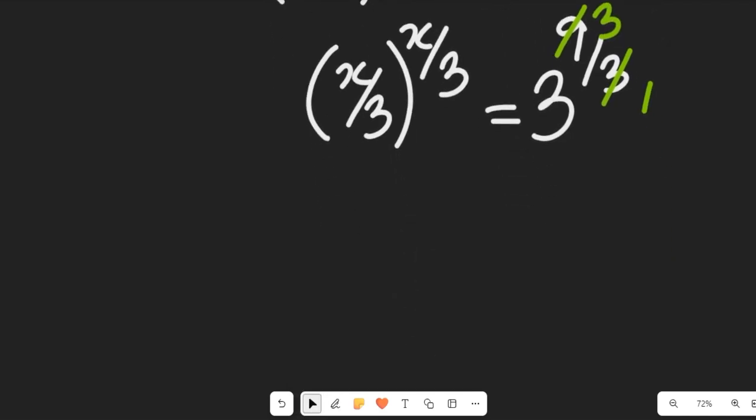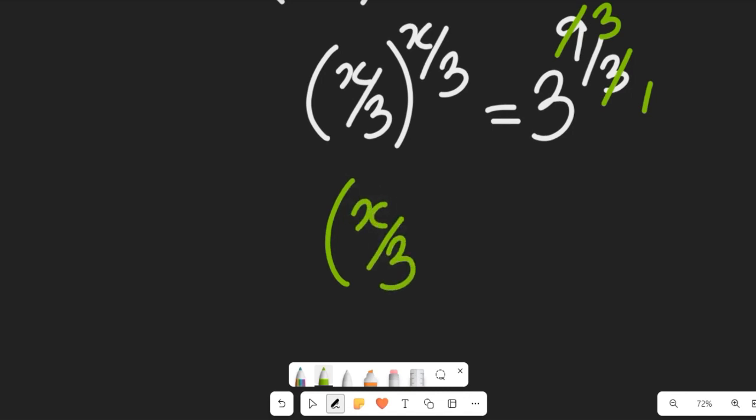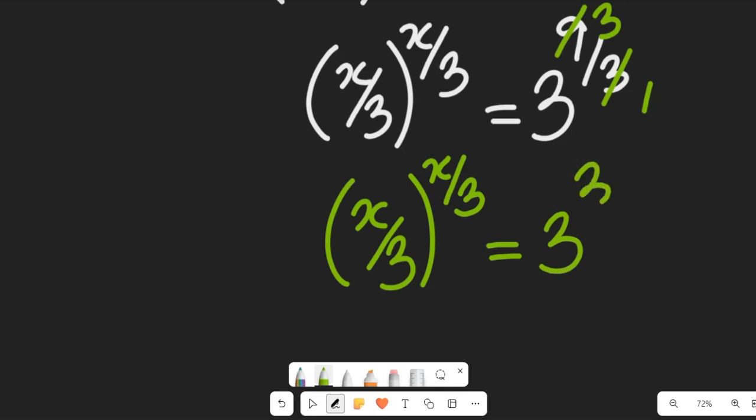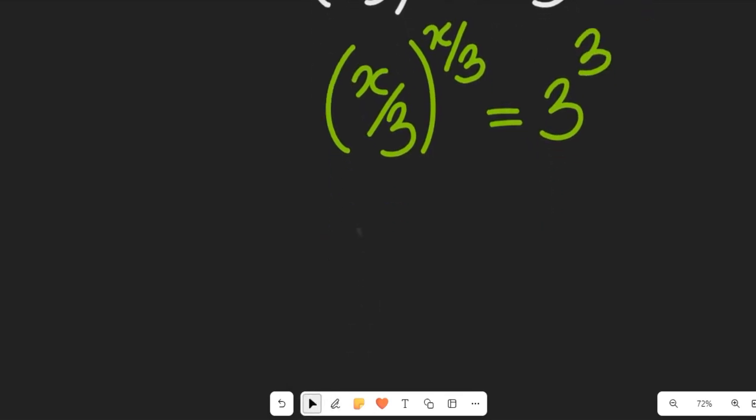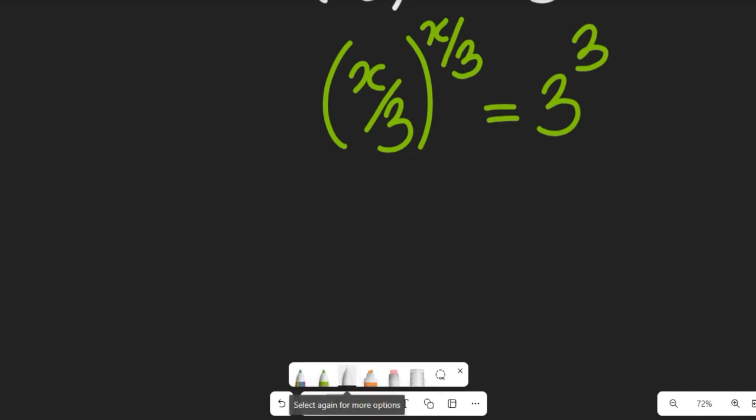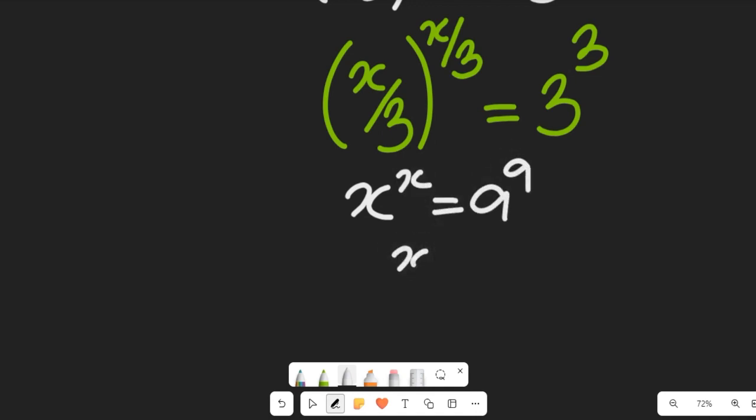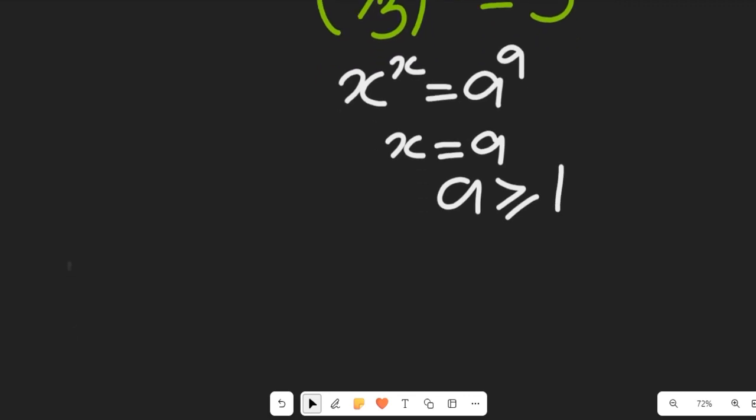So you see, we are going to have the same base, (x divided by 3), all to the power of x divided by 3, and then we're going to have the same base 3 to the power of 3. Now recall a certain principle in mathematics that if we have x to the power of x equal to a to the power of a, then our x must be equal to a, as long as a is greater than or equal to 1. Now if we apply that, that means the exponent can equate.